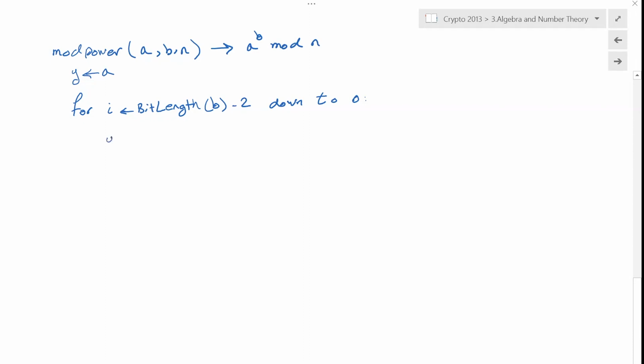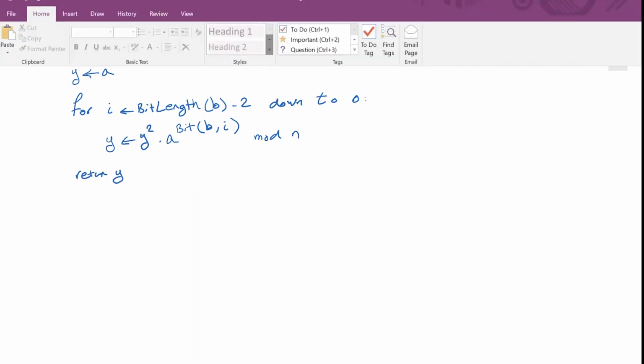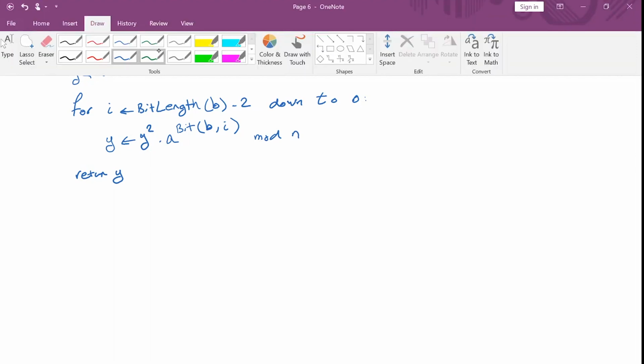And then we want to change the value of y. So whatever the value of y is, you do the squaring, and then multiply another b if the bit location of b at index i is actually 1, and mod n. And then at the end, we will just return y. Okay, let me give you an example. This should make it clear.